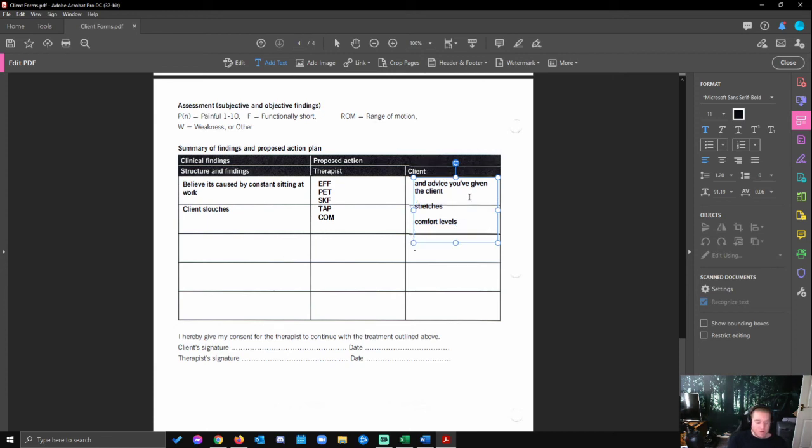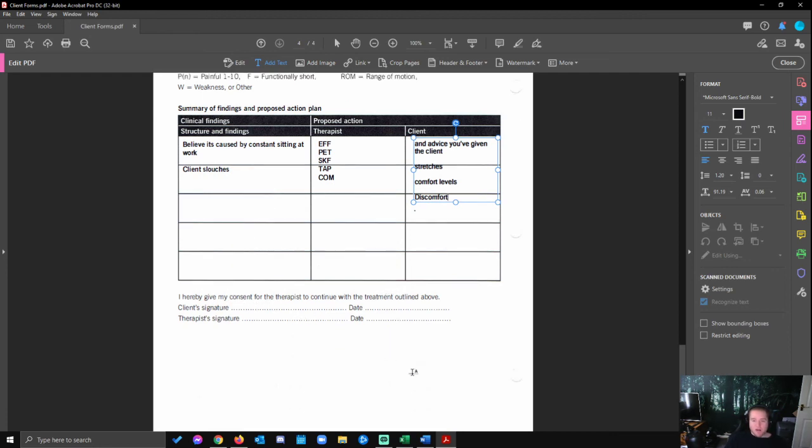So another one to mention in here is discomfort. So mention to the client, some of these techniques may be uncomfortable. So what we're going to do is use a 1 to 10 pain scale. So let them know how the session itself is going to run. And then once you're happy, the client signs and dates, you then sign and date it, and you can now get on with your actual maintenance massage with that client.